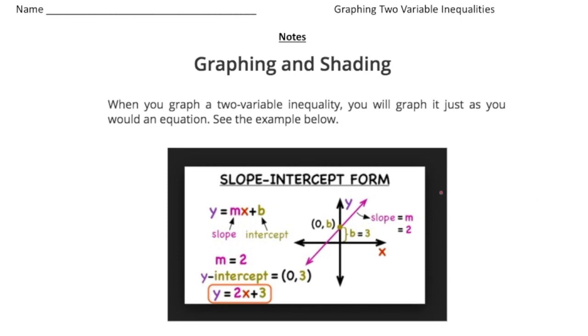Now when you graph a two variable inequality, you will graph it just as you would an equation. See the example below. If you can, take the function and put it in slope-intercept form, and then graph it.